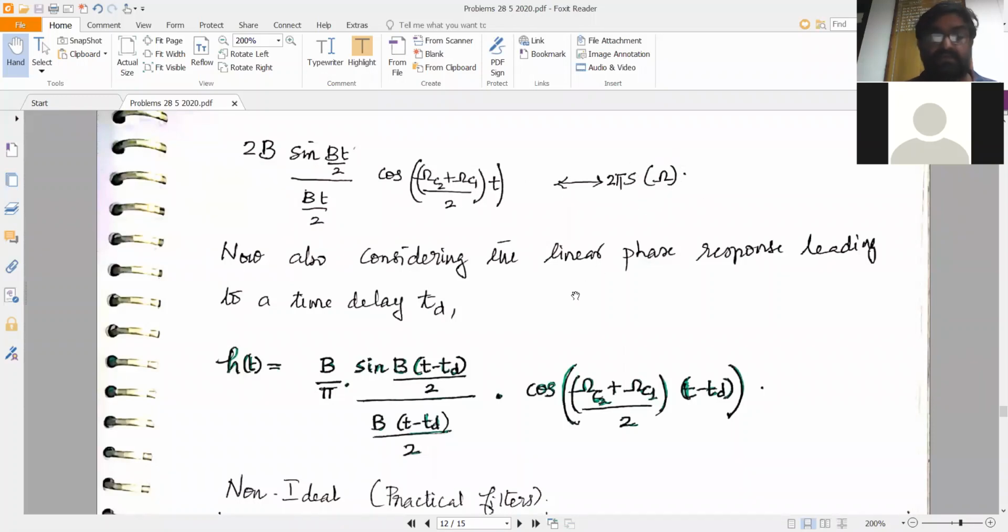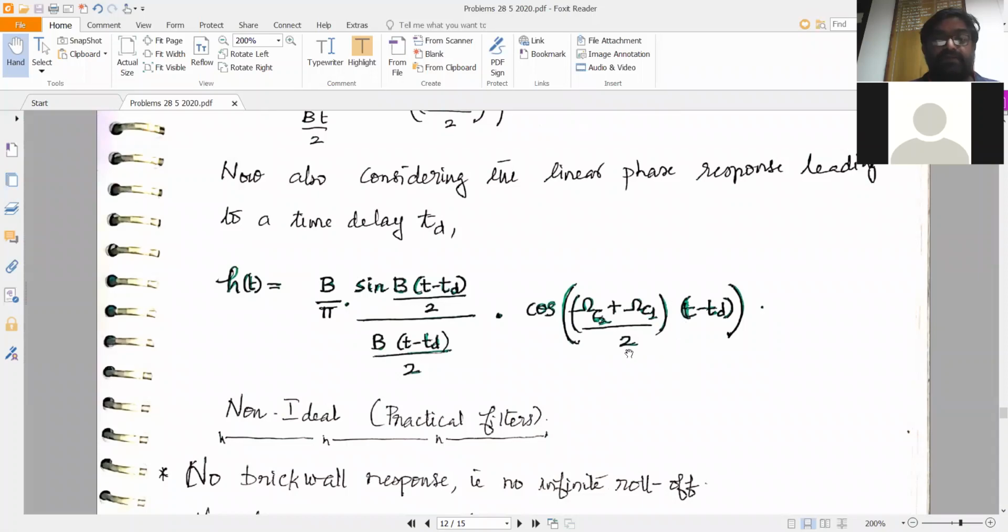Now, in addition to this S of omega, I also have to consider this linear phase response. So that will result in a shifting of the impulse response in the time domain by Td. So h of t now becomes B by pi sin(B into (t minus Td)/2) by (B into (t minus Td)/2) into cos((omega C2 plus omega C1)/2 into (t minus Td)). So this is the impulse response of the ideal band pass filter that we had seen.